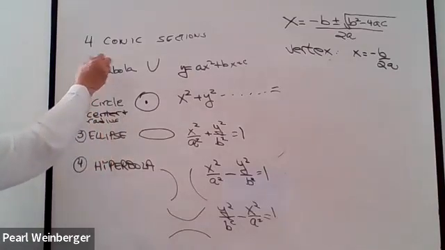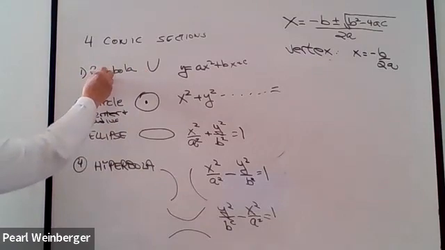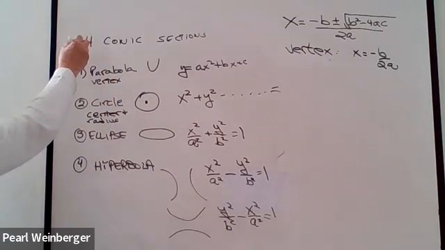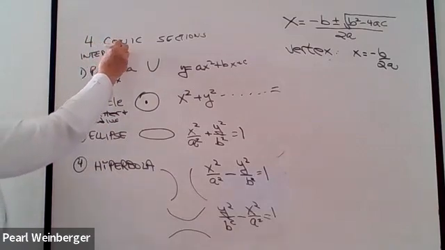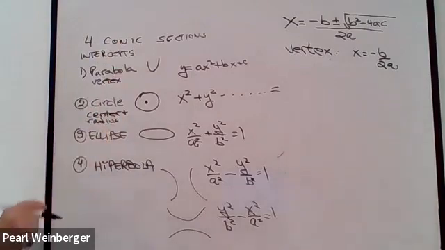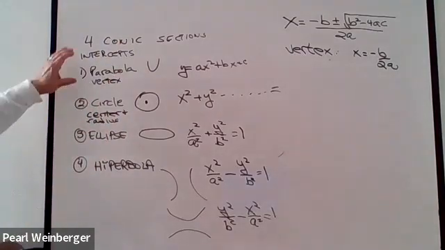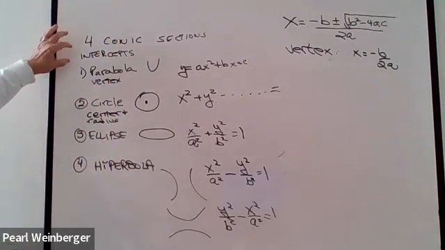And for the parabola, you have to be able to find the vertex. And for all of them, you should be able to find the intercepts. For all four, you should be able to find the X and Y intercepts. Those are the things you have to be able to do for conic sections.